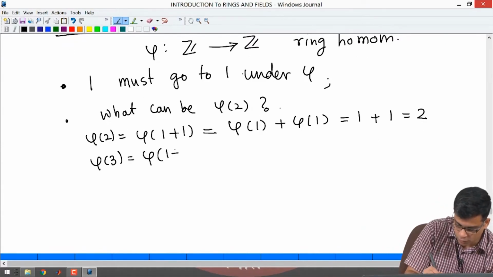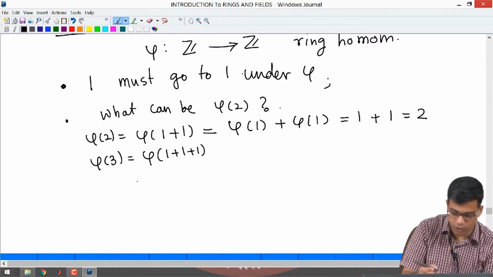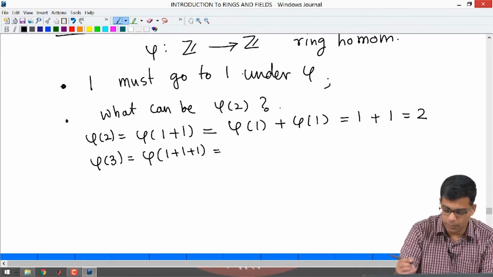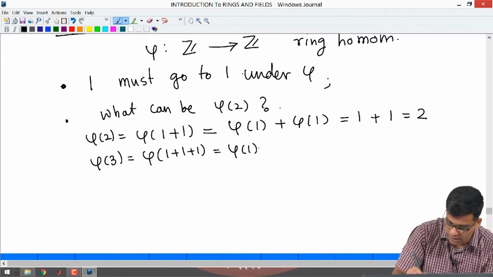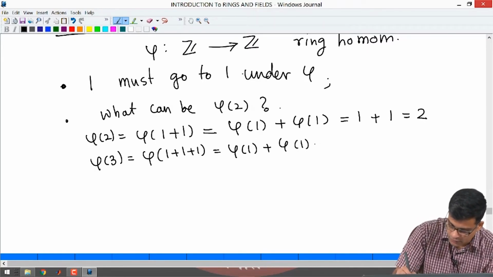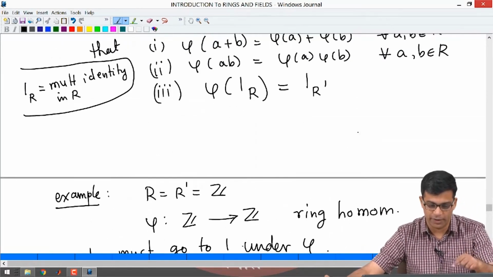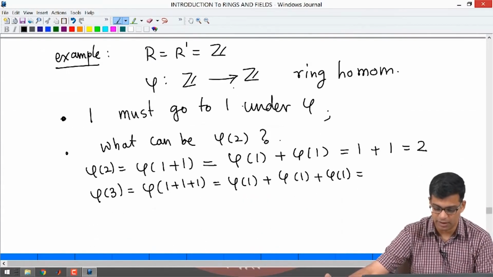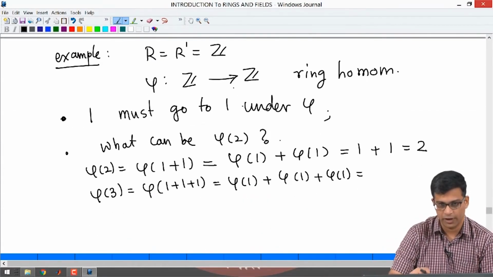Phi of 3 is equal to phi of 1 plus 1 plus 1, because 3 is 1 plus 1 plus 1. This is obvious, but the ring homomorphism property says that this should be phi of 1 plus phi of 1 plus phi of 1. Though I have written it for 2 elements here, phi of A plus B, you can clearly see that it generalizes to any finite number of elements.